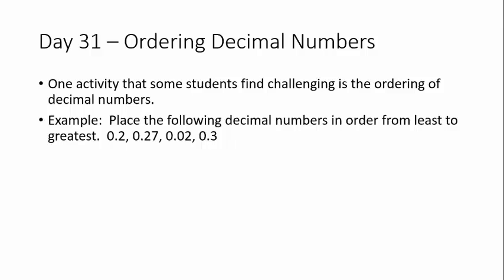Now, moving to the ordering of decimal numbers. We talked about ordering of rational numbers in our previous lesson. The idea is the same here with decimal numbers. Ordering means to be able to express one decimal in relation to another using less than or greater than. Here's an example. Place the following decimal numbers in order from least to greatest. We have 2/10, 27 hundredths, 2 hundredths, and 3/10. I think knowing the proper names of the decimals helps in ordering.